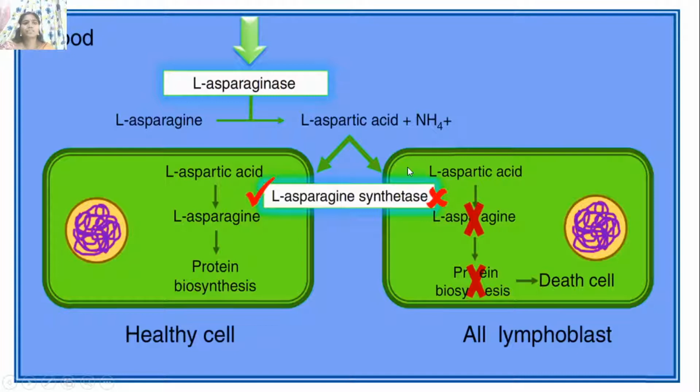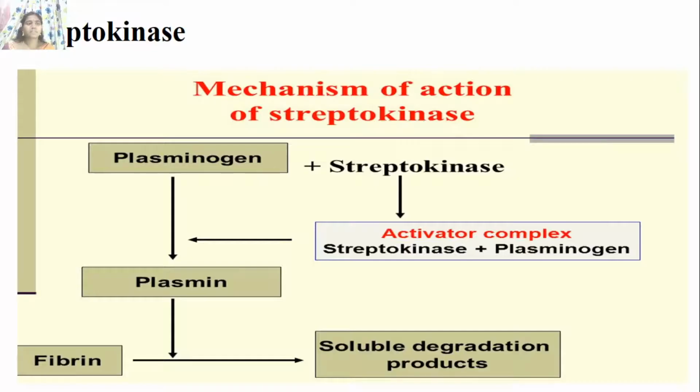This is the elaborative view, where asparaginase is used to cleave asparagine into aspartic acid and ammonia. That does not happen in the cancerous cells, where the cells are deprived of the amino acid asparagine, which is needed for protein synthesis. Here the protein synthesis is blocked. This is how it is used to treat leukemia cells.